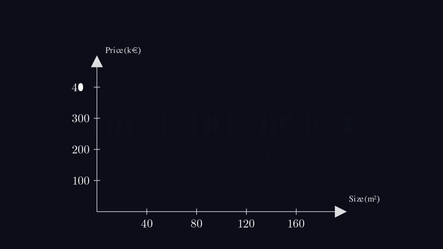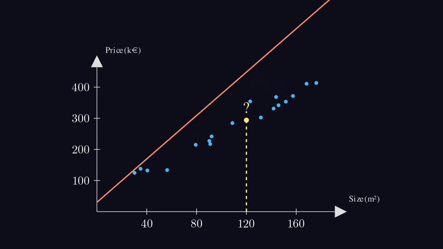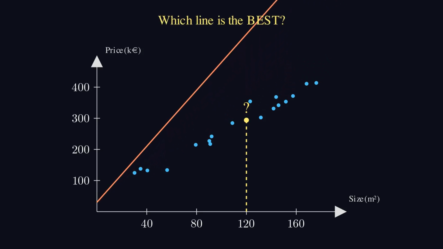Imagine you have data. Let's say house sizes and their prices. Each house is a point on this graph. Size on the x-axis, price on the y-axis. Now here's the question. If someone tells you the size of a new house, can you predict its price? Your intuition says draw a line that fits the data and read off the prediction.